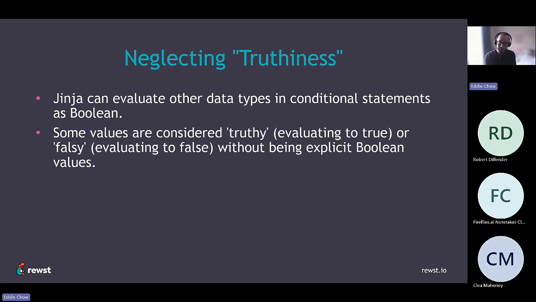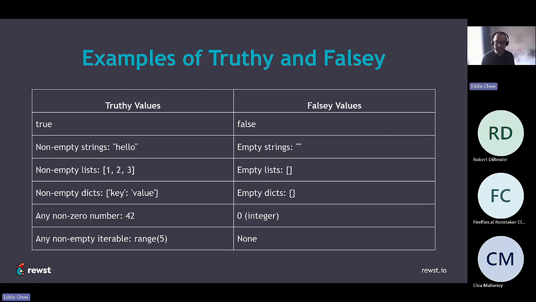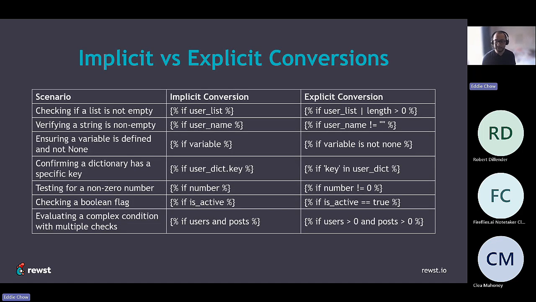This one here is talking about truthiness and falsiness once again. Jinja has the ability to evaluate data types like Booleans. So when we saw this in Rewst 203, if you have an if statement, you can check any other data type. If there is a value in that data type, you'll get a true, and if there is no value or an empty value, then you're going to get a false. This gives us the ability to have implicit versus explicit conversions.